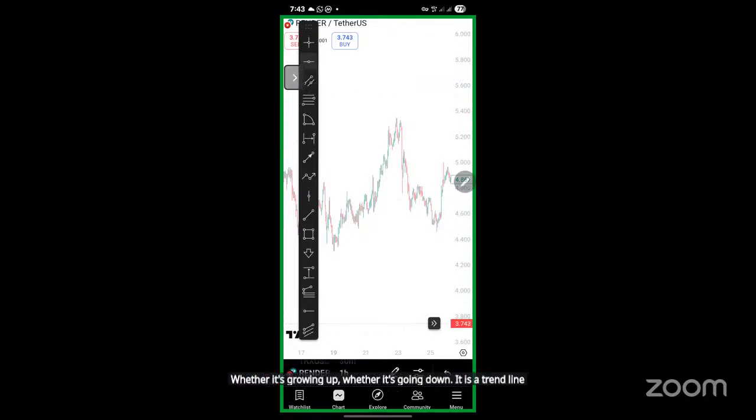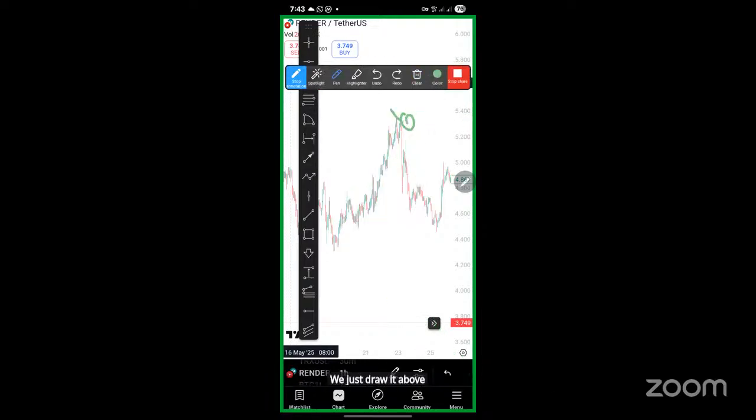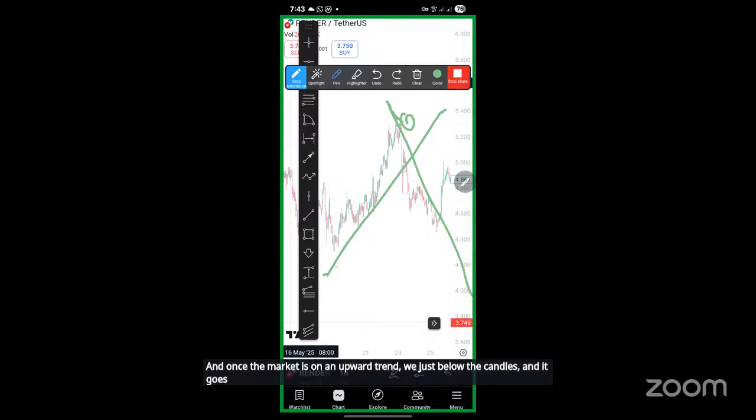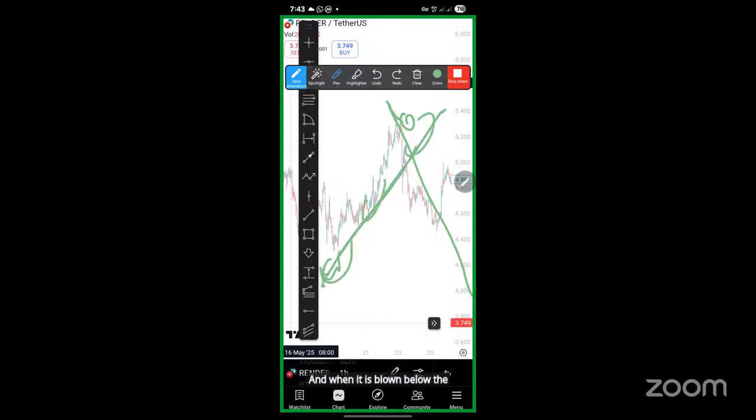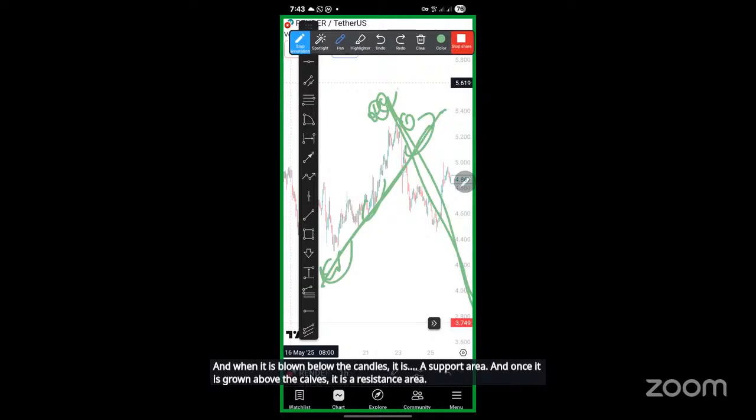What makes us draw it up? Because the market is on a downward trend. So when you see that the market is on a downward trend, we just draw it above the candles and it goes like this. And once the market is on an upward trend, we just look below the candles and it goes like this. But they are all trend lines. And when it is drawn below the candles, it is a support area. And once it is drawn above the candles, it is a resistance area.